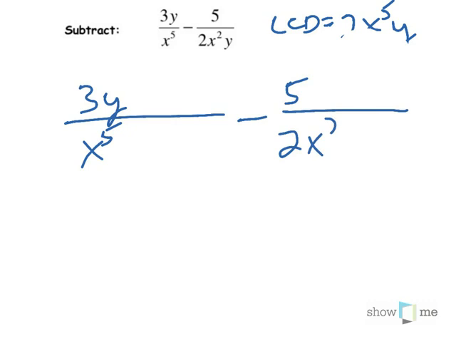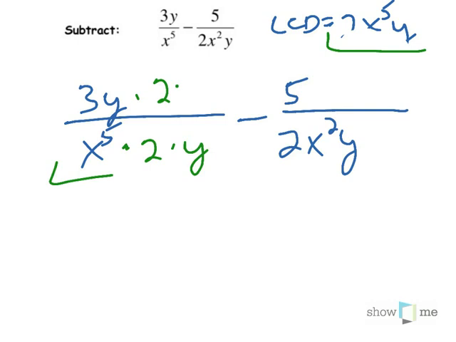So let's identify what's missing. This first fraction, when I compare it to the lowest common denominator, is missing a factor of 2, and it's also missing a factor of y. Okay? The second fraction, when I compare it to the lowest common denominator, has the 2, it has the y, and it has 2 of the x's, so it's missing 3 more x's. So I'm going to multiply it by x cubed.